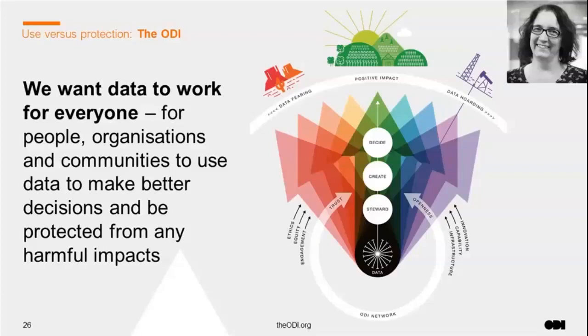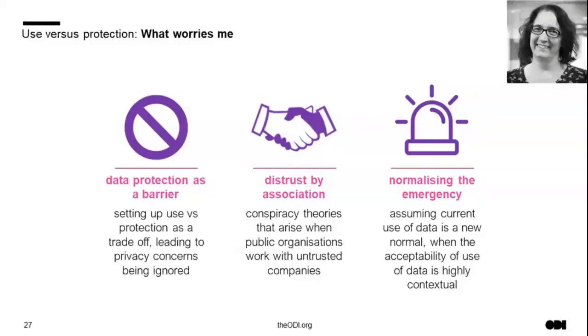If you could go on to the next slide, please. So I was asked to talk about things that worry me, and I'm going to talk about 3 patterns that I've seen that are worrying me. First of all is organizations seeing data protection as a barrier. Even the title of this webinar, use versus protection, implies that there's some kind of trade-off that needs to be made, that we can only get use out of data if we give up some of our rights to privacy. That for me is a very troubling narrative. I don't think it's true.